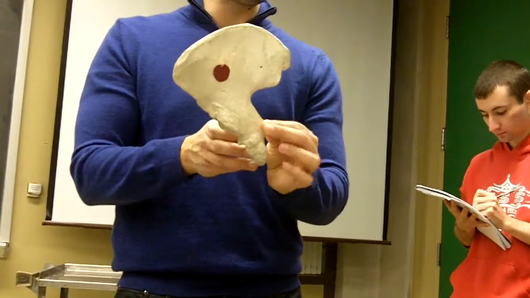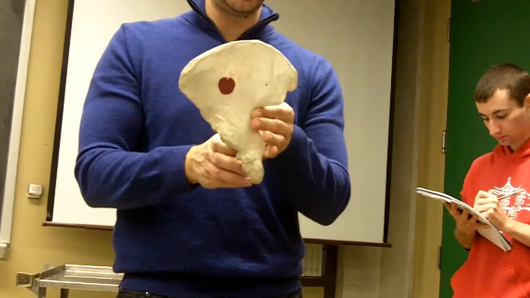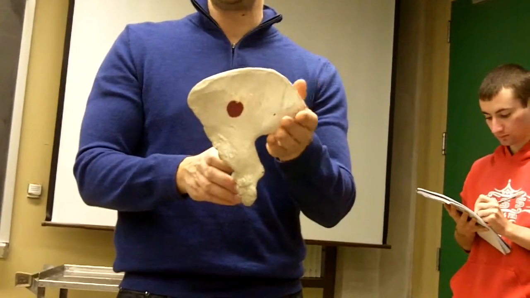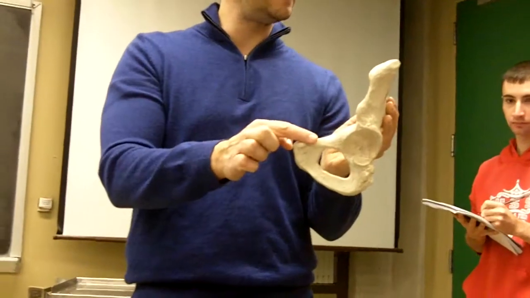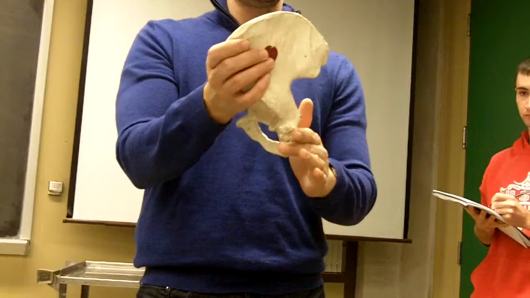This is called the ischial spine. The ischial spine is going to be posterior. Therefore, everything on this side is posterior. Everything on this side must be what? Anterior. And just follow the line. Okay, so this is all anterior, and this is going to be posterior.